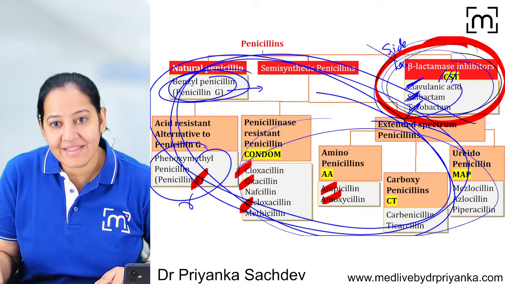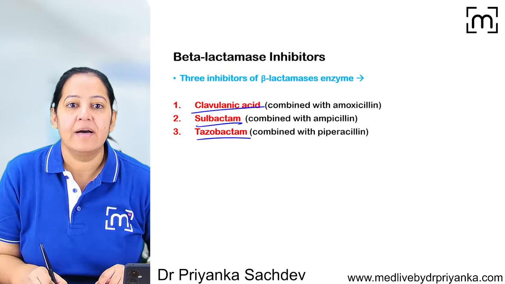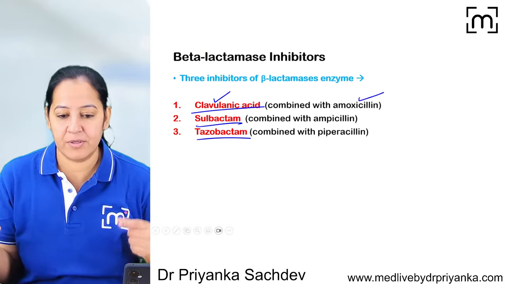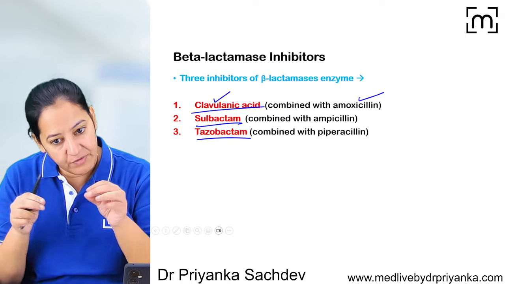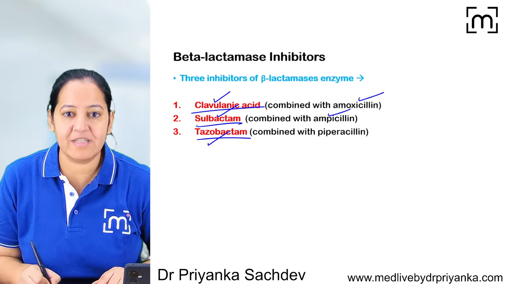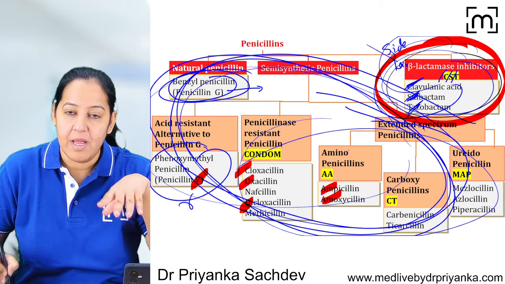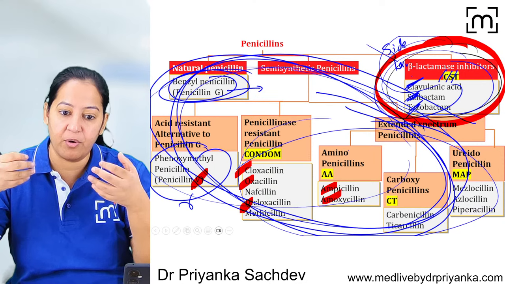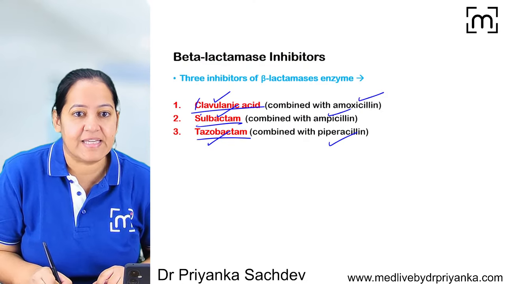So we combine them with the main heroes. Now looking at their pharmacokinetics, clavulanic acid is best combined with amoxicillin, because the half-life of both of them is the same, and the plasma half-life and other things are the same. So we combine them together. Sulbactam is best combined with ampicillin, and tazobactam is best combined with piperacillin. Although we can combine them with any of them, there is a pair: one main hero, one side hero. Based on their pharmacokinetics, the pairs are fixed. We cannot interchange them.